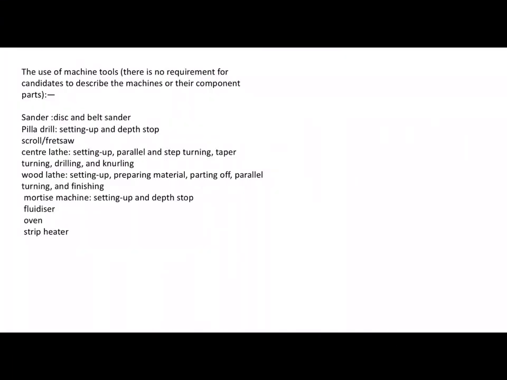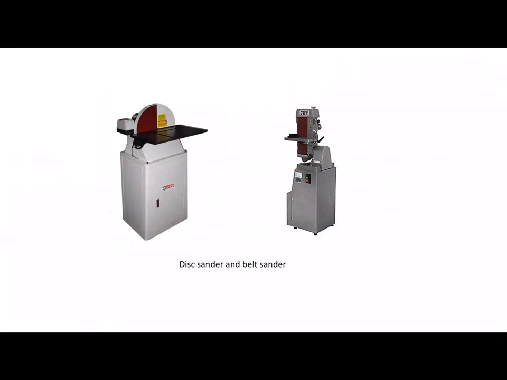So we have a list of common machines that you would find in the workshop, and these include disc sander, belt sander, pillar drill, scroll saw, centre lathe, or sometimes called a metalworking lathe, woodworking lathe, mortise machine, the plastic dip fluidizer, oven, and strip heater. So let's have a look at these machines individually.